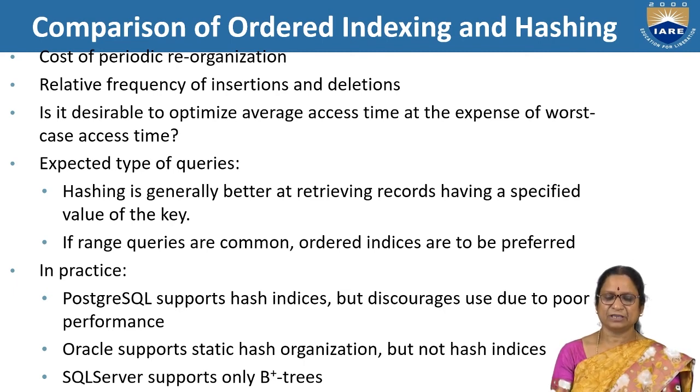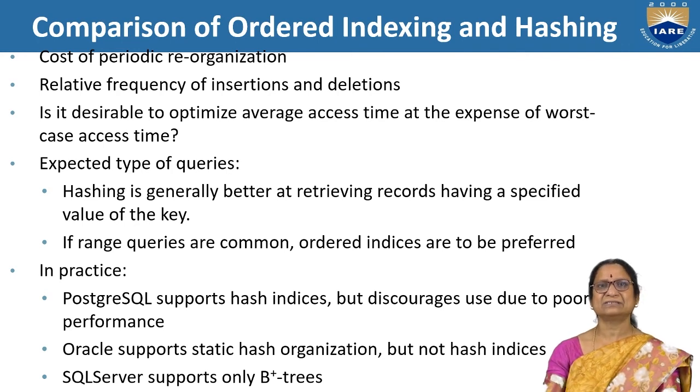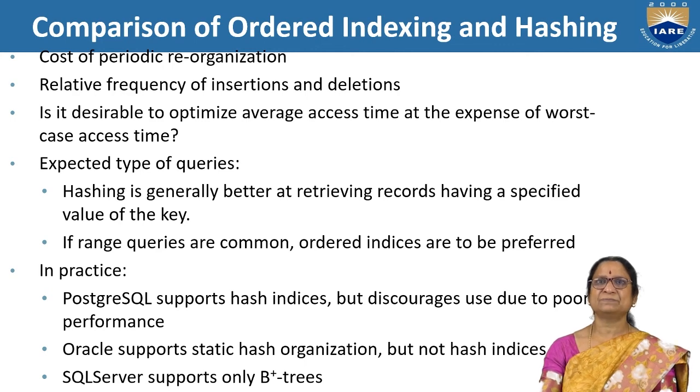In practice, PostgreSQL supports hash indices, but discourages use due to poor performance. It supports them, but they are not generally considered very frequently used. Oracle supports static hashing organization, but not hash indices. File organization is supported in Oracle, but not the indices. SQL Server supports only B plus trees, but not hashing.